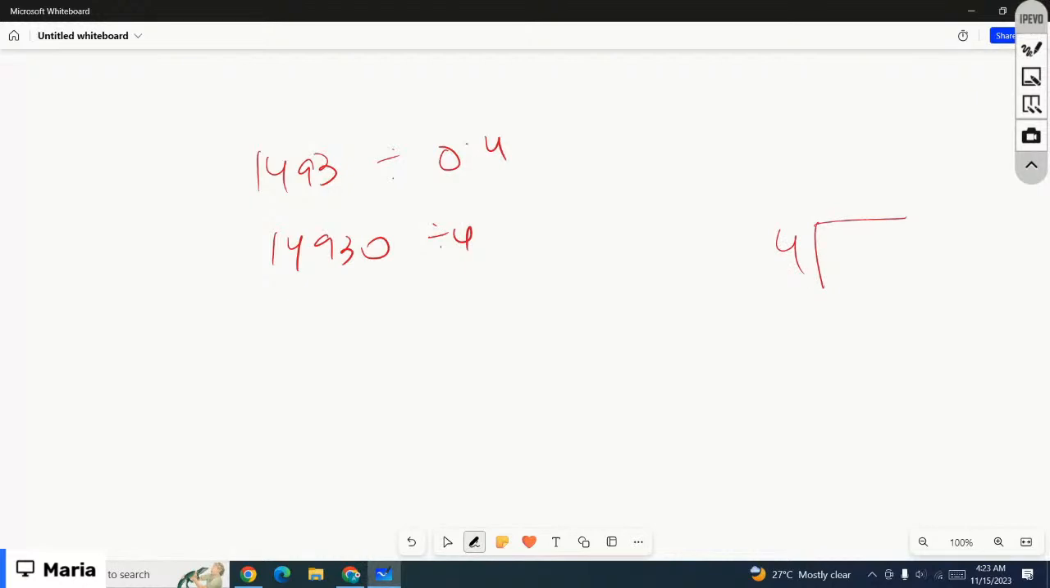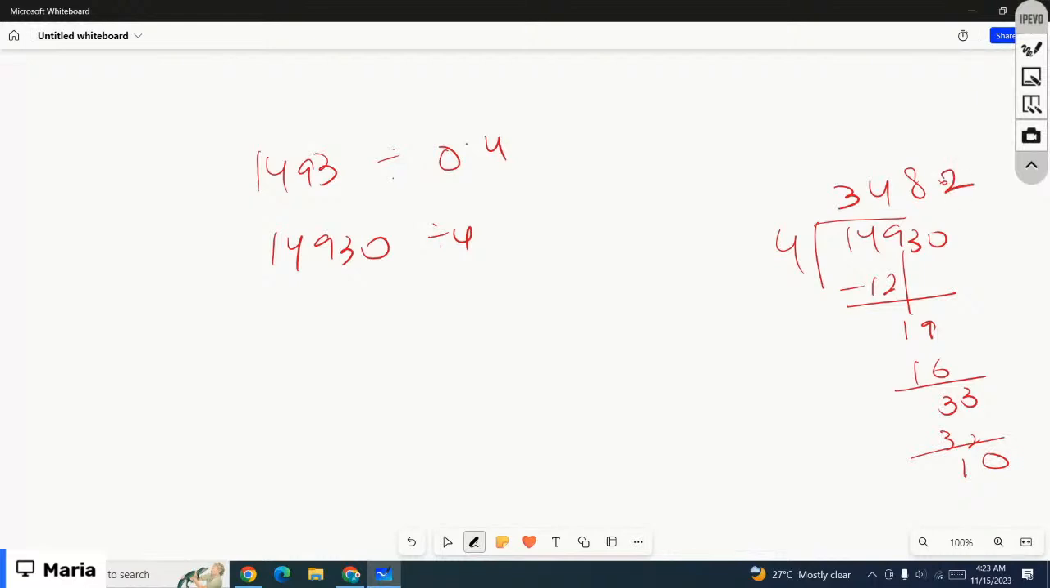So let's just divide 14,930. 4 times 3 is 12. Now bring the 9 down. 4 times 4 is 16. 19 minus 16 is 3. Bring the other digit down, 4 times 8 is 32. So you have 1. Put decimal point. No, you have 0. 4 times 2 is 8. You don't need to put a decimal here. 4 times 2 is 8. And 10 minus 8 is 2, now you can put a decimal point here and add 0. So 4 times 5 is 20.